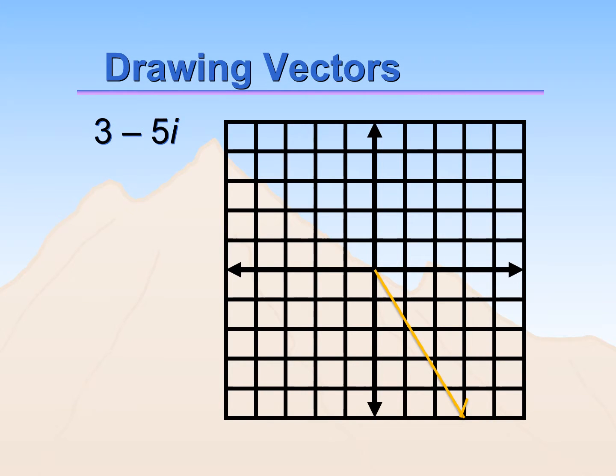So let's graph the vector 3 minus 5i. Since an initial point is not given, we're going to assume that the initial point is at the origin. And then to find our terminal point, we'll go to the right 3. 1, 2, 3, because that's our A value. And then we'll go down 5. So 1, 2, 3, 4, 5. So our terminal point is (3, -5). Then we'll connect it with a line and then draw a half arrow.